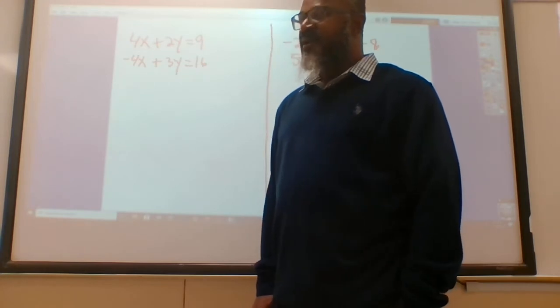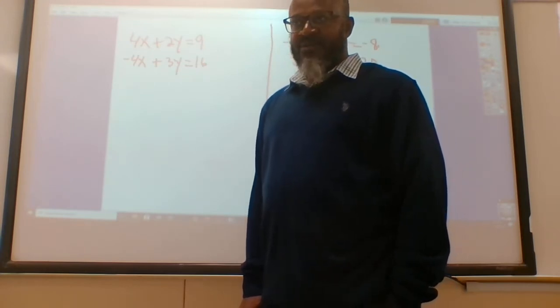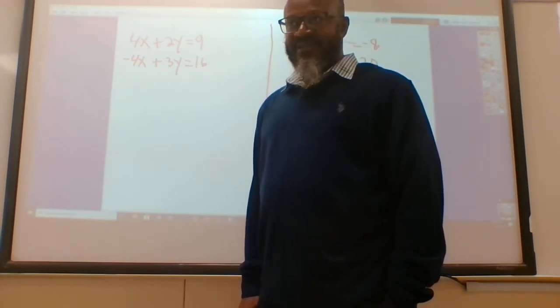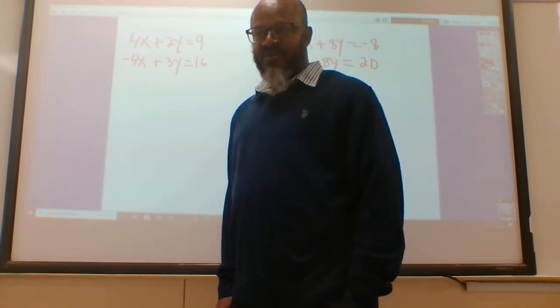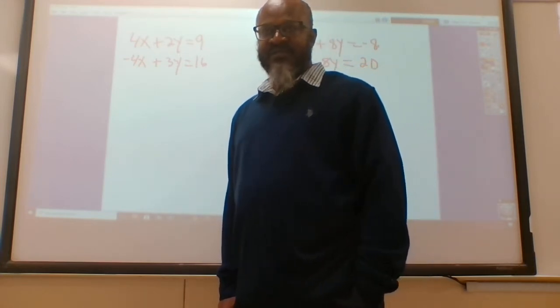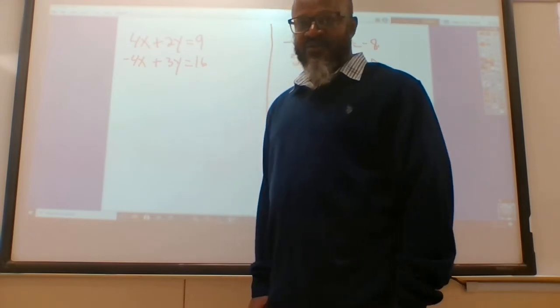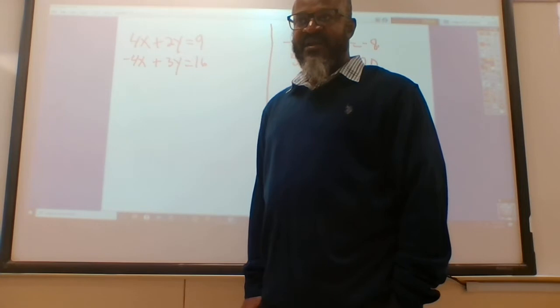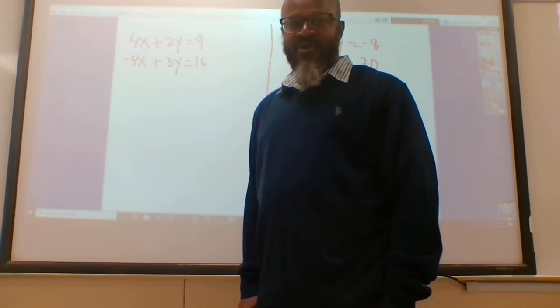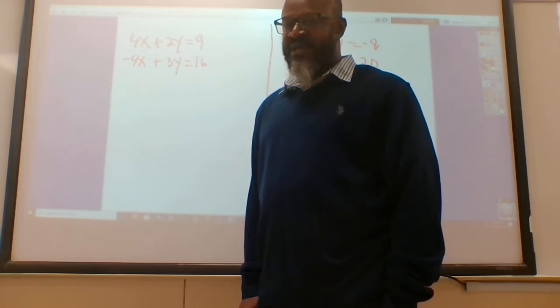The other way, the equations could be the same. Sometimes you have to simplify them to find out if they are the same. In other words, they will have the same slope and same y-intercept, so they will be coinciding. In this case, that will be an identity, so the solution will be all real numbers. That has infinitely many solutions.